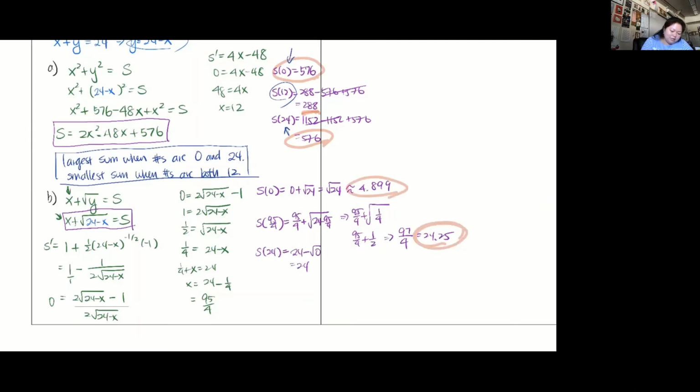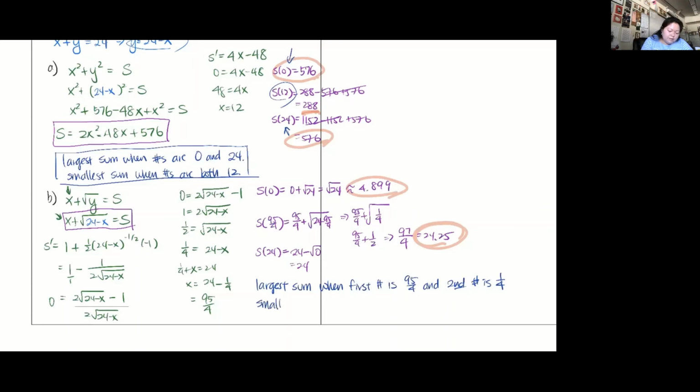So I'm going to answer my question, say largest sum when first number is 95 over 4 and second number is 1/4. If you subtract from 24, you get the other number as 1/4. They're still non-negative. They still add up to 24. That's the condition.